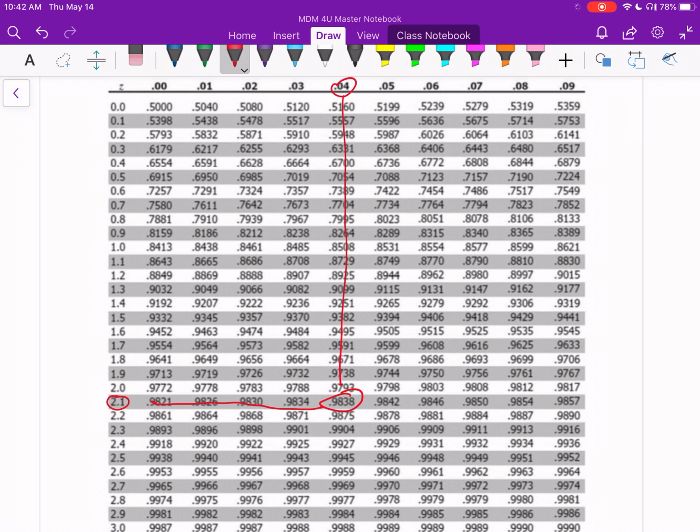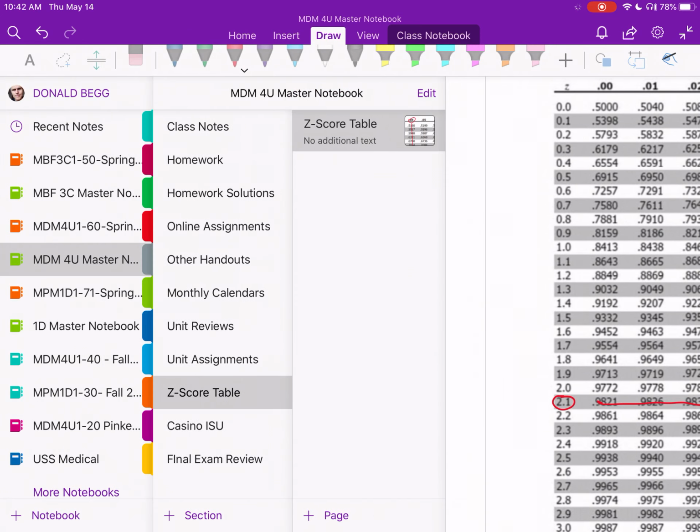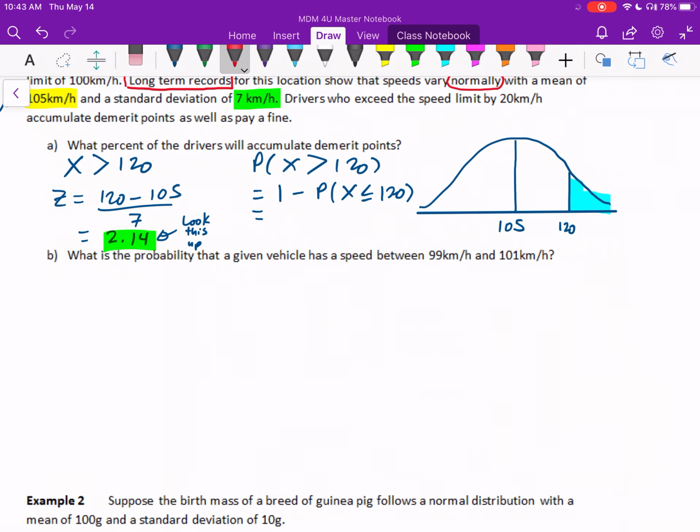So 98.38% of motorists drive 120 or less, according to this data. Since we want the percentage that's going over that, though, we subtract it from 1. We find the difference between the two, which works out to be 0.0162, or 1.62% of drivers. And since this question asked for it as a percent, I'll actually write that down: just drivers. That's how we can use the z-score table for an application.